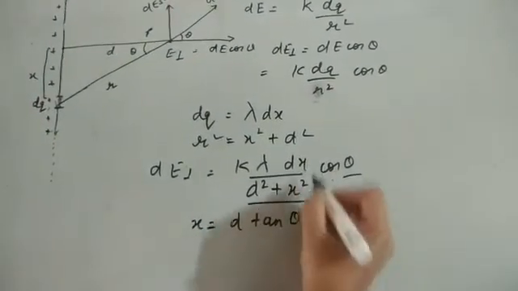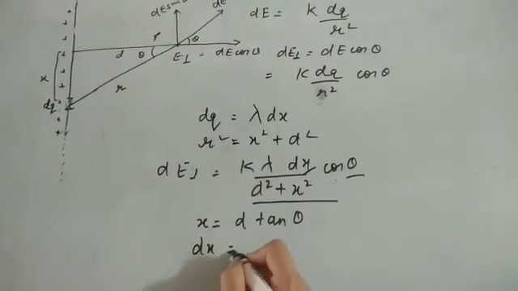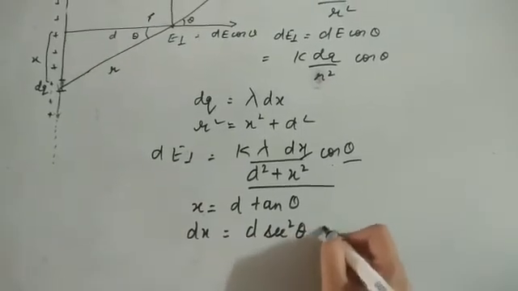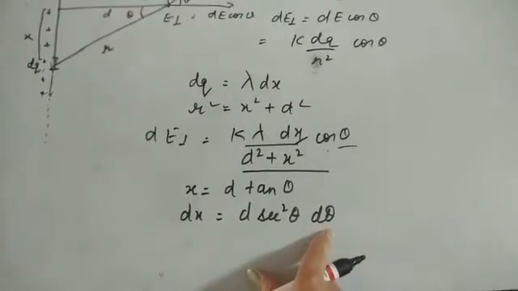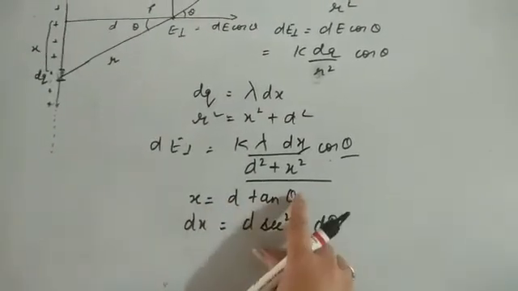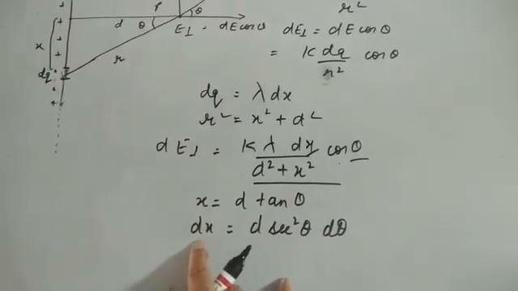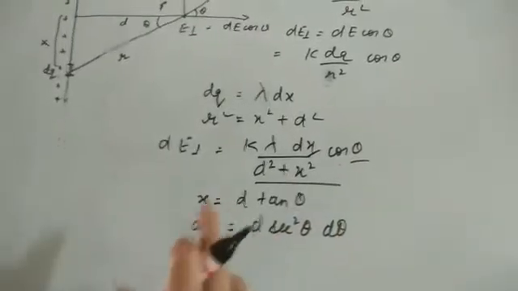So if this is d tan theta, what is dx? dx would be d sec square theta d theta. What have I done here? I have partially differentiated this equation. This is just a partial differentiation, d with respect to nothing. Clear?